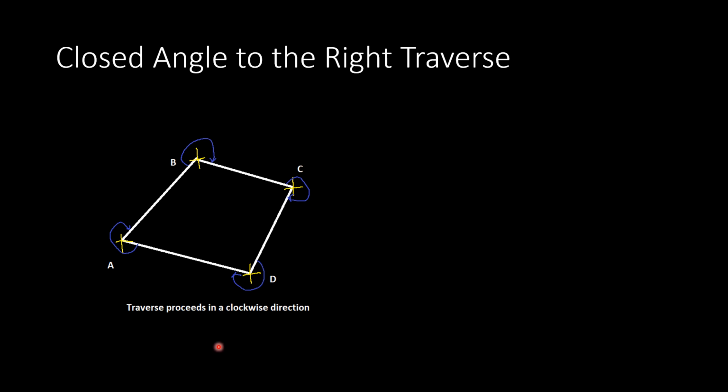The following is an example of a closed traverse that uses the angle to the right method. Observe that the exterior angle at each station is the same as the angle to the right. So the traverse proceeds in a clockwise direction and the angle to the right is the same as the exterior angle.